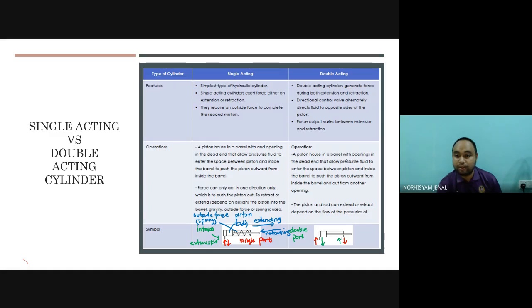Here on the right side, a piston housed in a barrel with openings at the ends allows pressurized fluid to enter the space between the piston and the inside of the barrel to push the piston outward. All right, the piston and rod can extend or retract depending on how the flow is moving, based on the pressurized oil. So it depends. Flow comes from here, it goes to the left. Flow comes from here, it goes to the right. So this is a simple idea of it. Let me draw like this. If you are using that kind of configuration, it will become like this if you are using the green color combination.